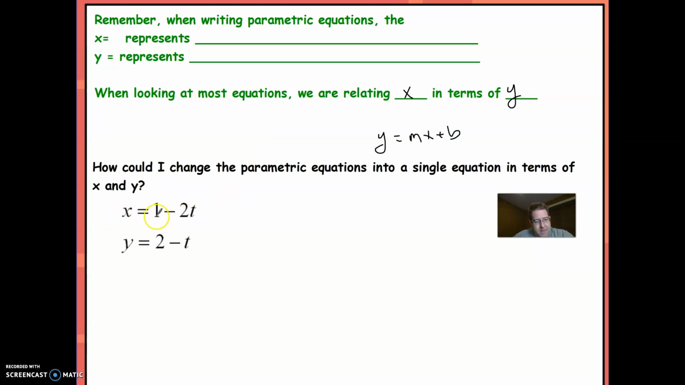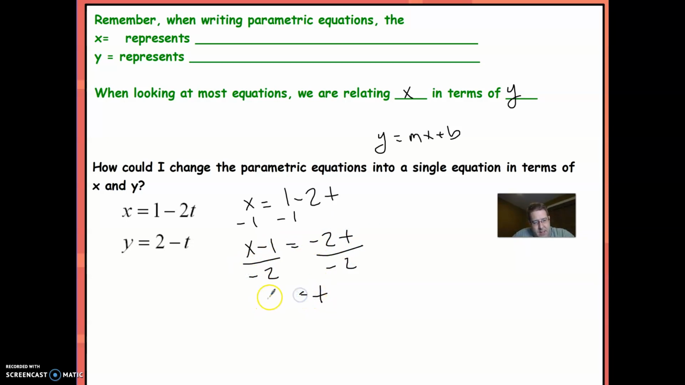All right. First thing I'm going to do is I'm going to solve for t. So x equals 1 minus 2t, so I'm going to subtract 1 from both sides. X minus 1 equals negative 2t. Keep in mind, this looks like the exact same equation I just did in the warm-up. So therefore, t equals x minus 1 over negative 2.